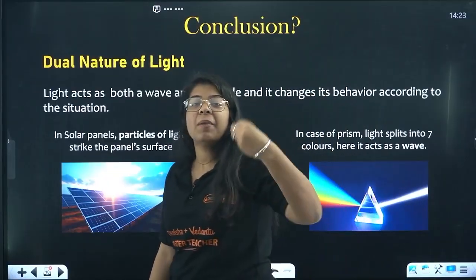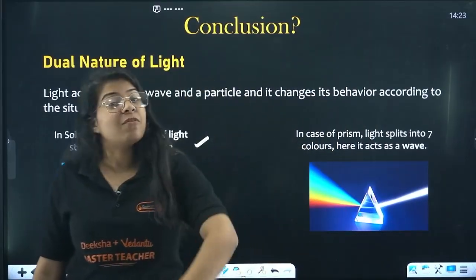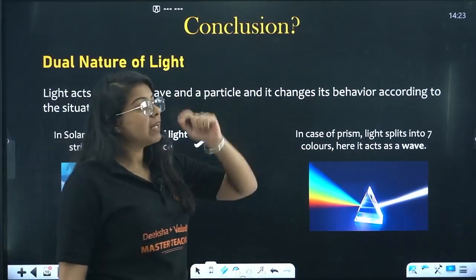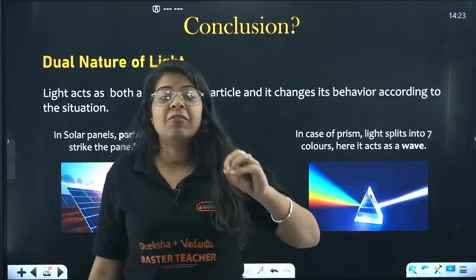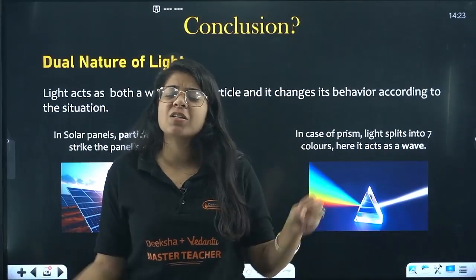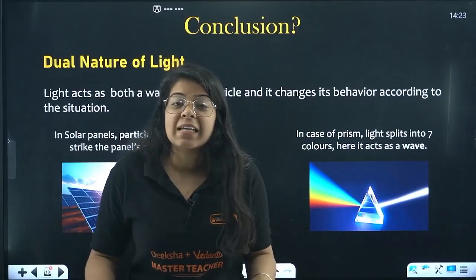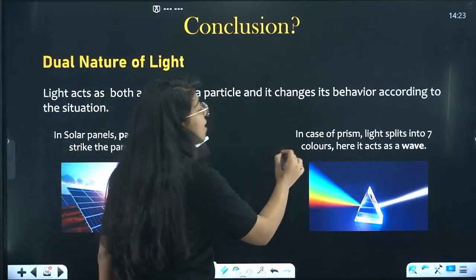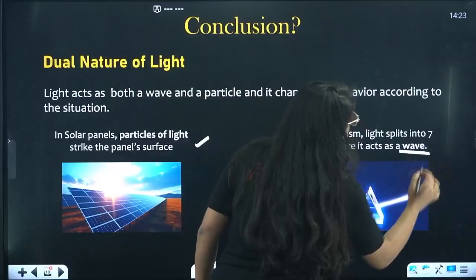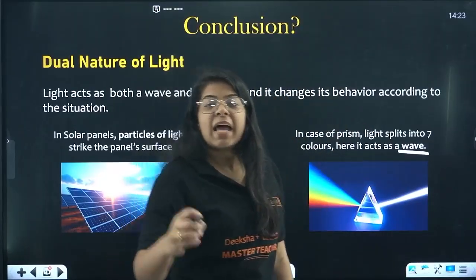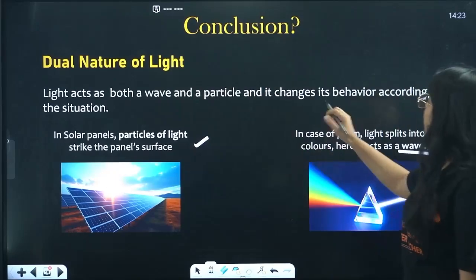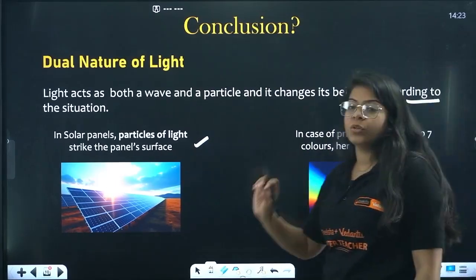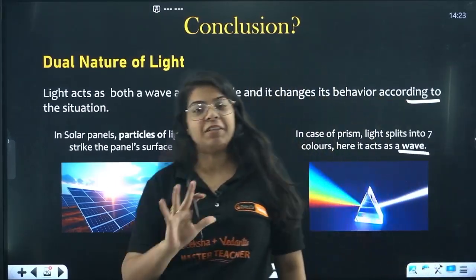And beta, in some other cases like the prism, we will read about prism in the next chapter, right? In that case, we will do the Young double slit experiment. It is very interesting. In that case, light acts as a wave. So basically, light acts both as a wave and a particle, and it changes its behavior according to the situation it is presented with. Understood?